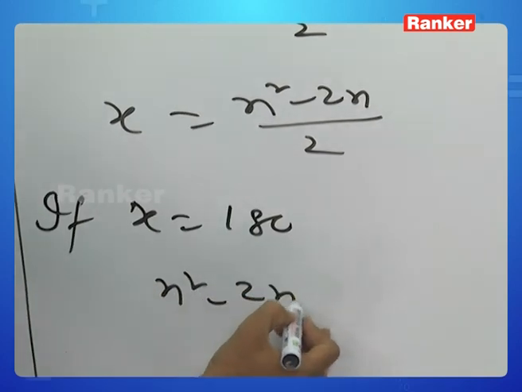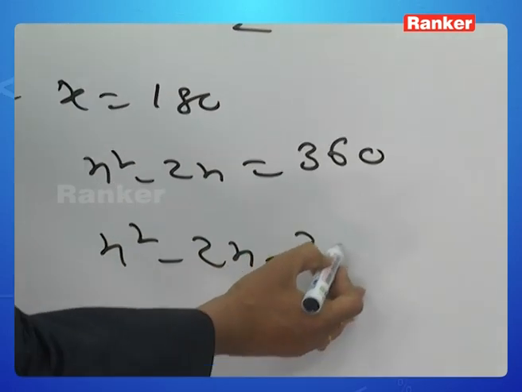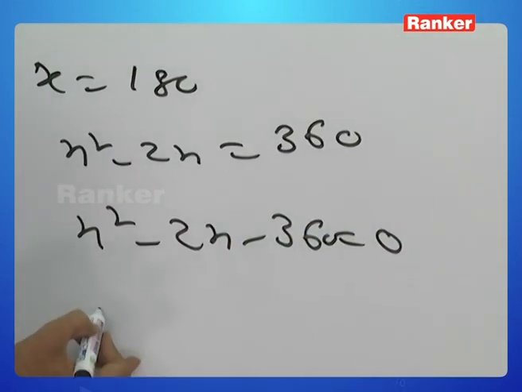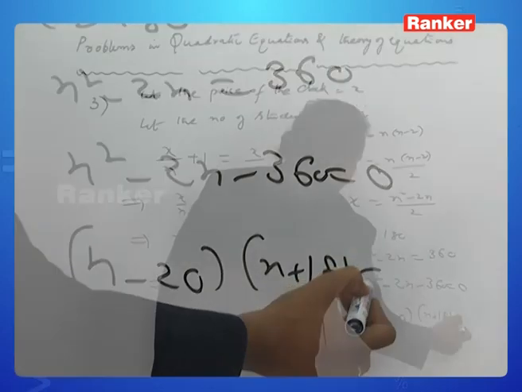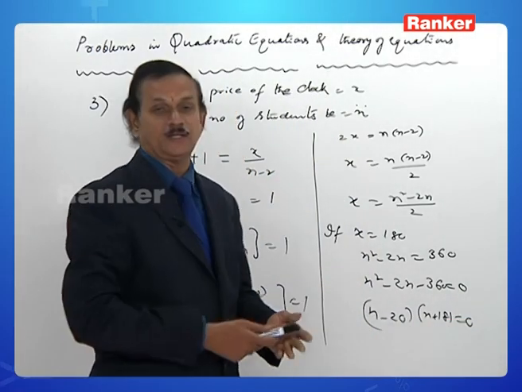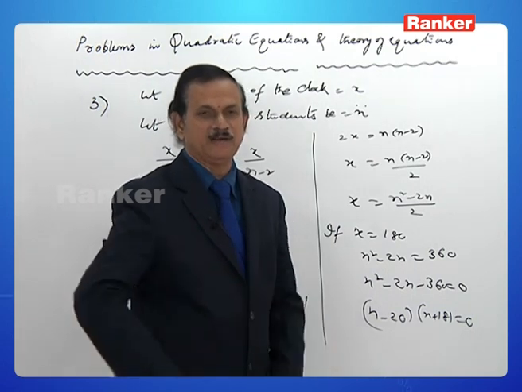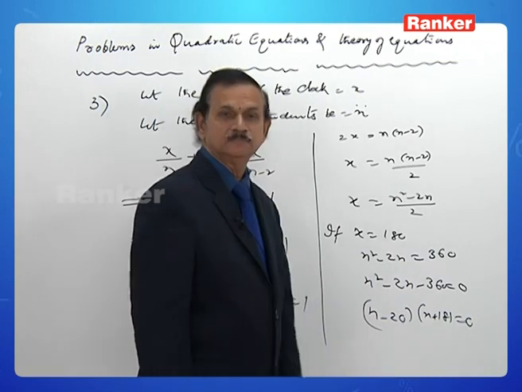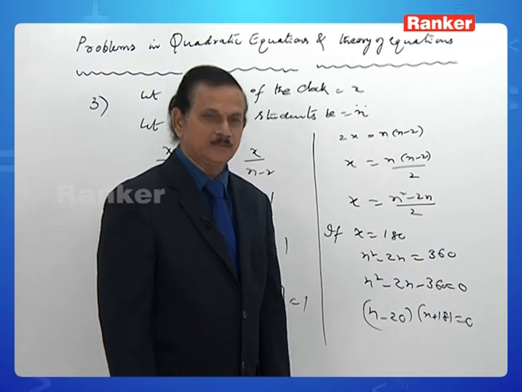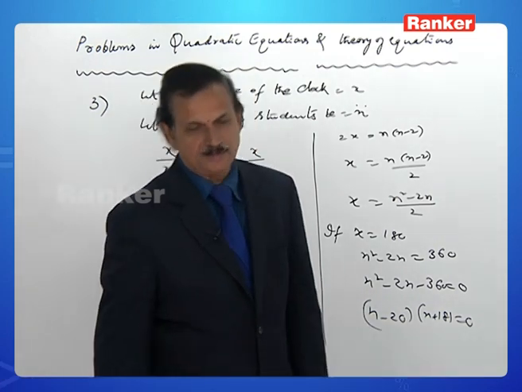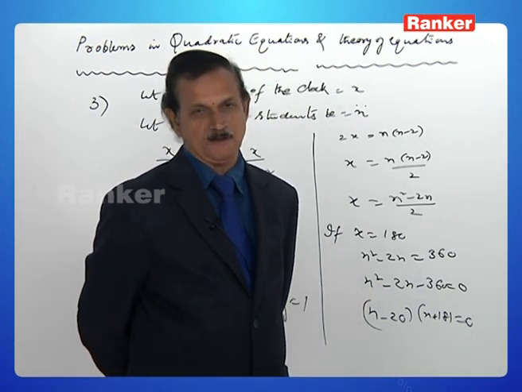N square minus 2n is equal to 360, or n square minus 2n minus 360 is equal to 0. It can be factorized very simply. N minus 20 into n plus 18 is equal to 0. That is, n is equal to 20. It is quite easy to estimate. And the value 180 helps us to factorize this. Therefore, we notice that x is equal to 180. This is by the method of verification among the given options. And it is easy to see that x equal to 180 is the most suitable option.